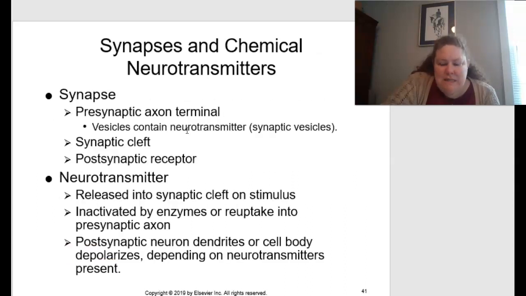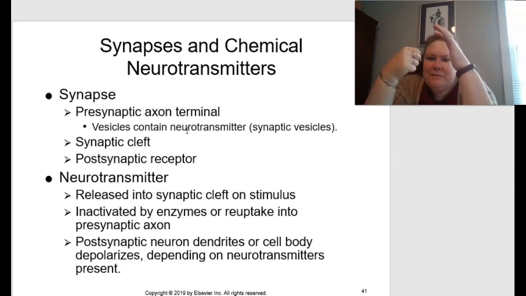So what is a synapse? Well, this is a presynaptic axon terminal. Basically we have vesicles, which are little pockets that contain the neurotransmitter. That's the chemical. Neuro for the brain, transmitter is the signal. These vesicles are called synaptic vesicles because they're found in the synapse. You also have a synaptic cleft, and then you have a postsynaptic receptor. The synapse is kind of like a space. You have the synapse and then you have the nerve, and there's a space in between them.